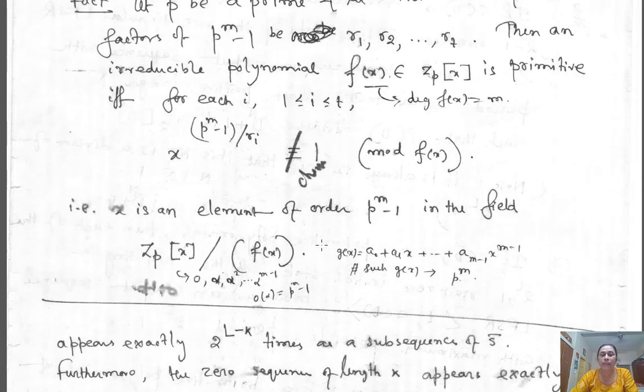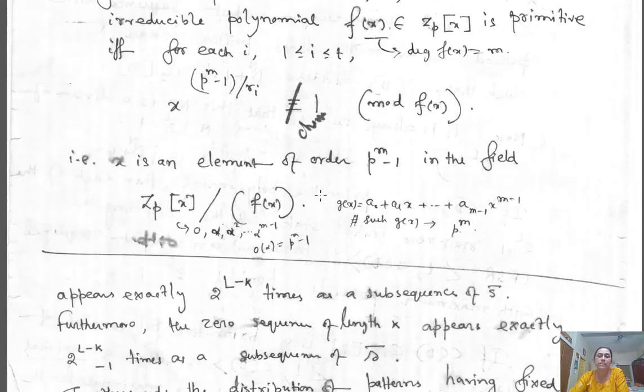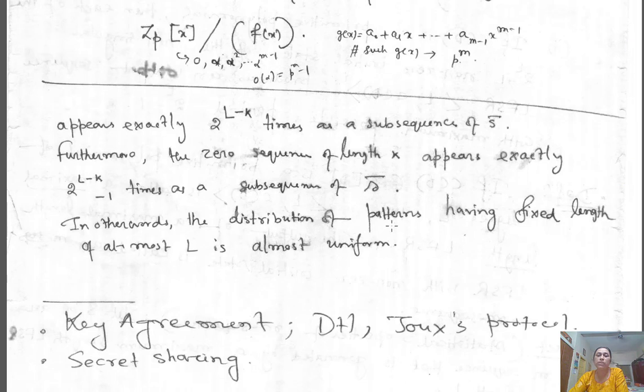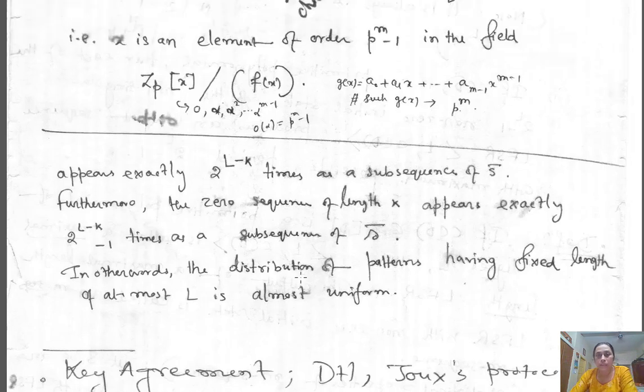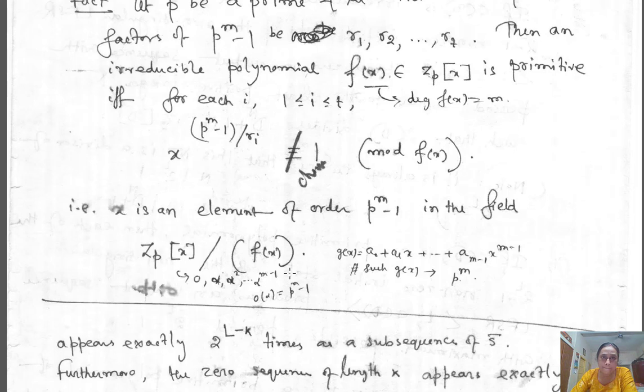Okay, k can vary from 1 to L. So k can be 1, a length-1 pattern, a length-2 pattern, up to a length-L pattern, maximum L length pattern. And the distribution of the appearance of a particular pattern is almost uniform. Okay, so these are the properties of LFSR.